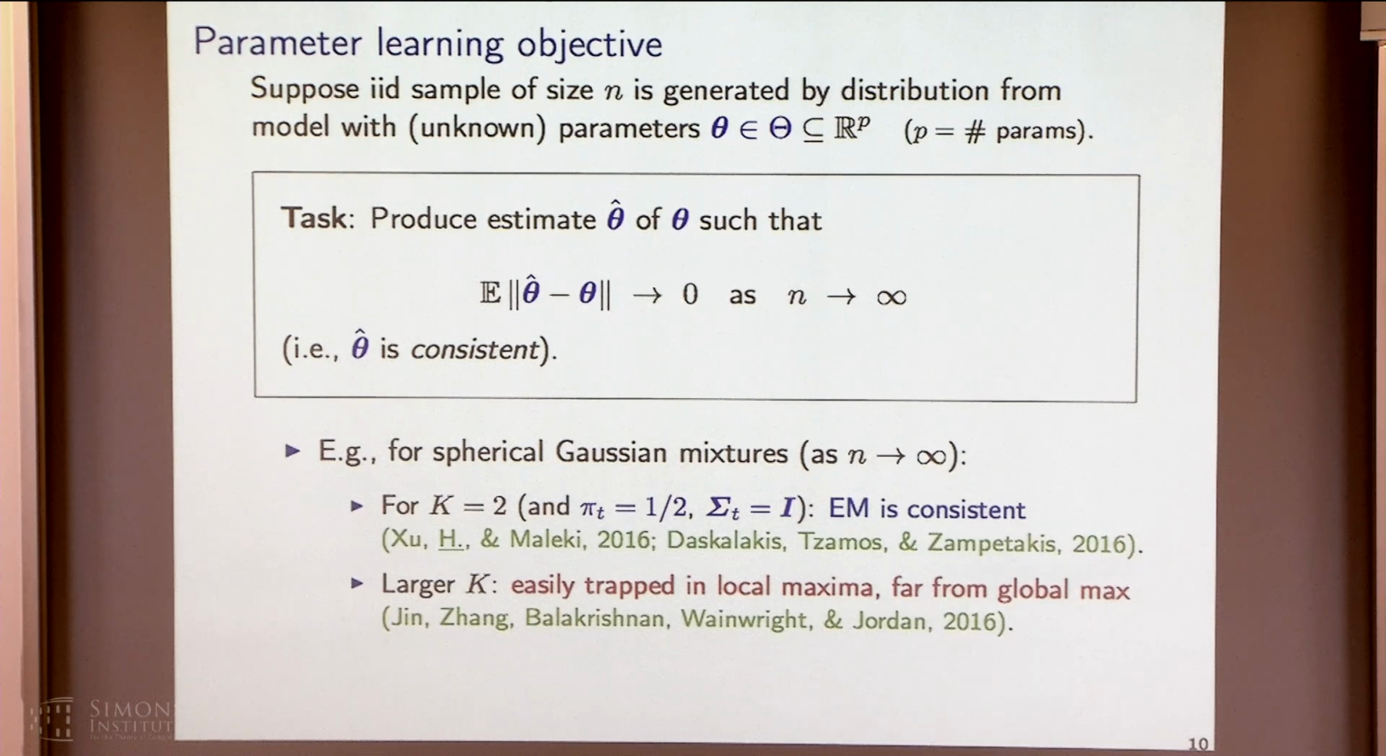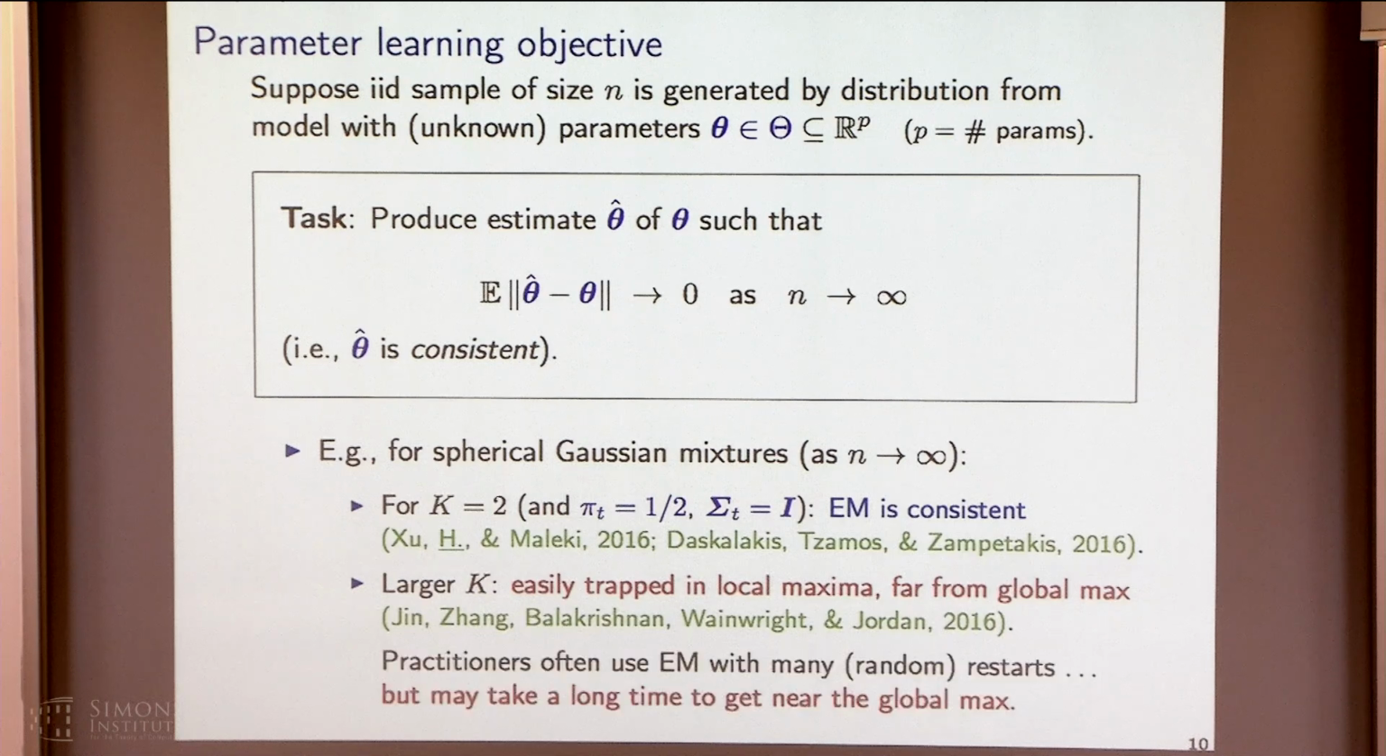So what do practitioners do? This is local search, so you have to initialize the local search somewhere. They'll just initialize it from many random points. And if you initialize it close enough to the unknown parameters, it turns out it will work. It will give you a reasonable estimate. But of course, it might take a long time for you to initialize at the right answer.